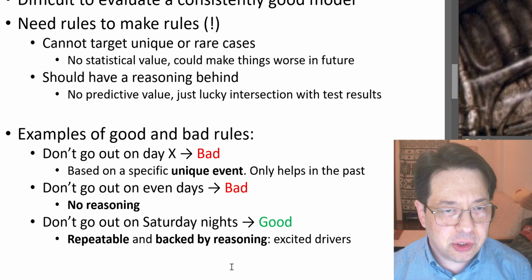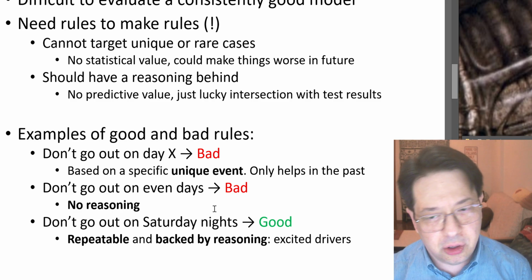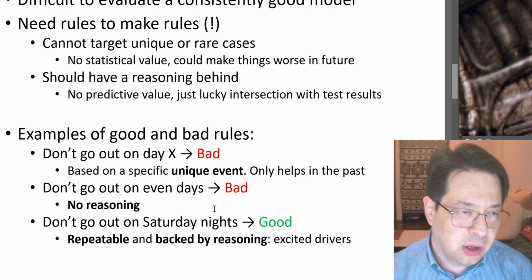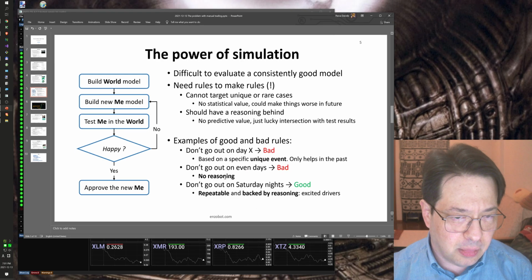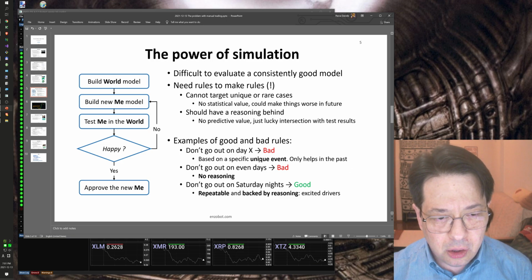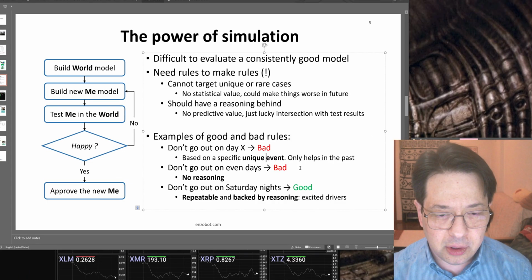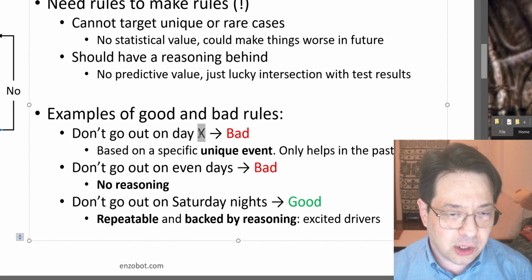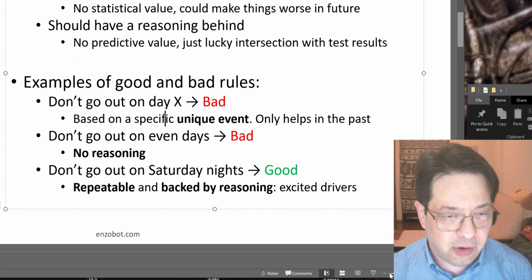And also there should be a reasoning behind it. Otherwise, if there is no reasoning, there is no predictive value. You can validate it in the test, but it could be just a lucky coincidence in the test. So here is an example of good and bad rules. A bad rule would be, don't go out on a certain specific day. Because let's say that on a certain day, you have an accident and you actually get run over by a car.